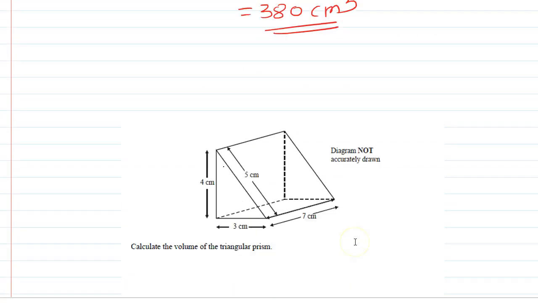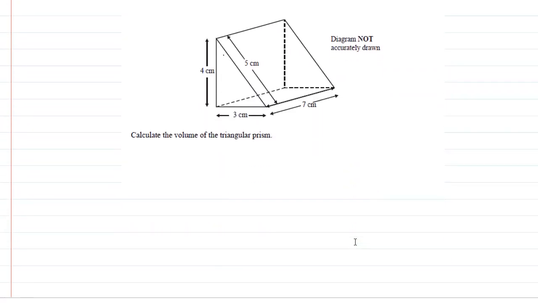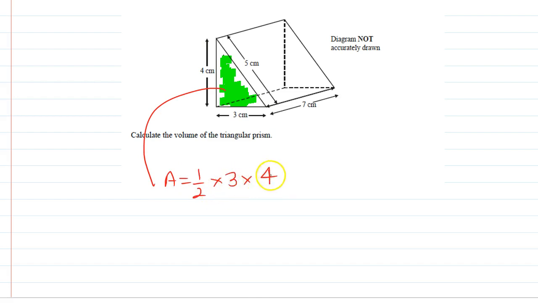Now this is another question. Here again you need to calculate the volume of a triangular prism. If you see, this is the area of cross section, that is a triangle. How can we calculate the area of cross section? Area is half base times height. Base is 3, height is 4. So 3 times 4 is 12, 12 divided by 2 is 6, 6 centimeter square. So area is 6 centimeter square.